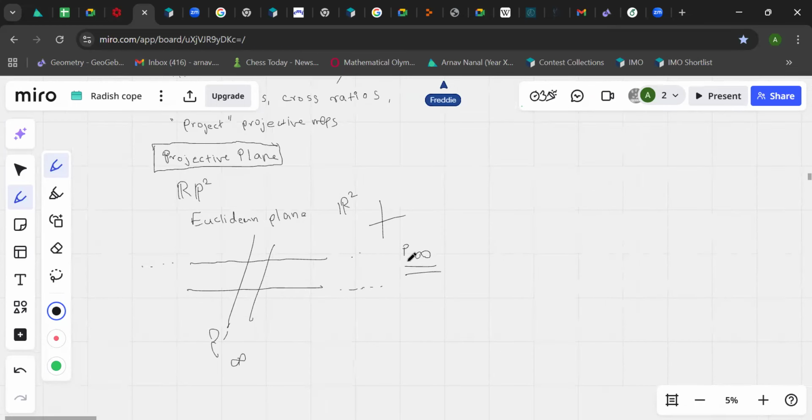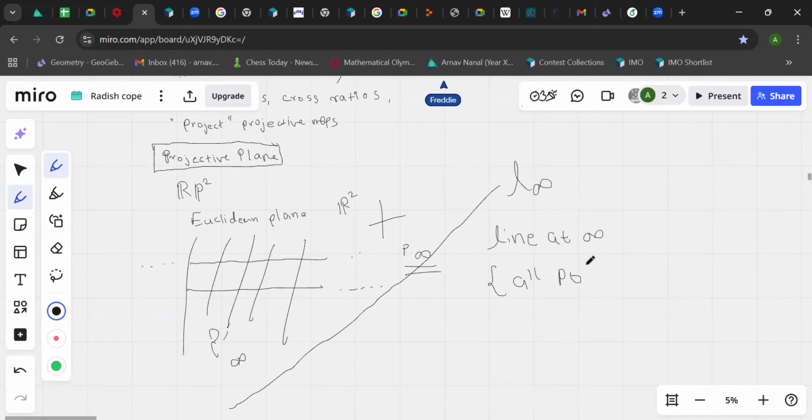Like B infinity dash, let's say. All of these parallel lines concur at this point at infinity, and we add another line which passes through all these points at infinity. We'll call it the line at infinity. This is just the set of all points at infinity. Why we are doing this might not be intuitive as such. We will get to that in a minute.